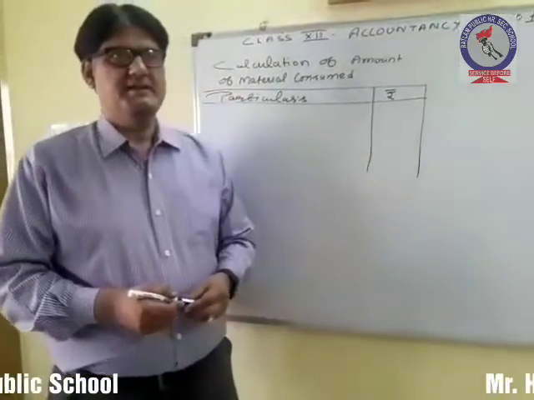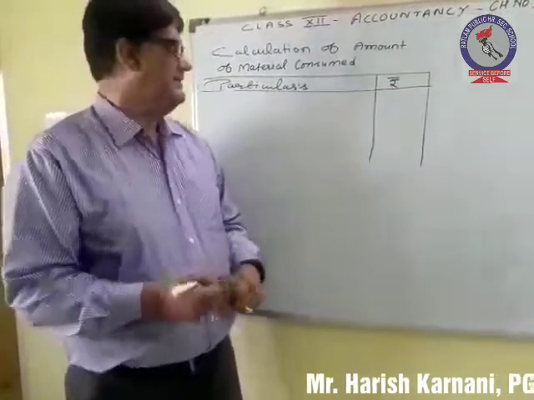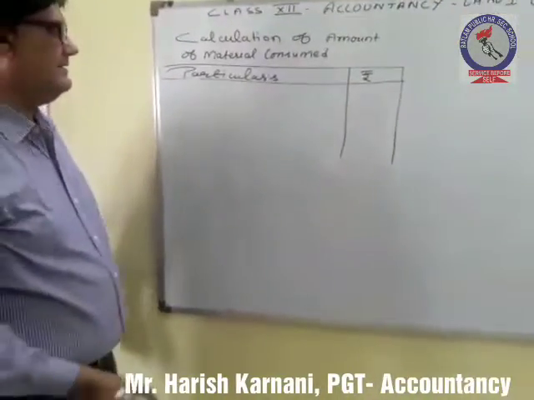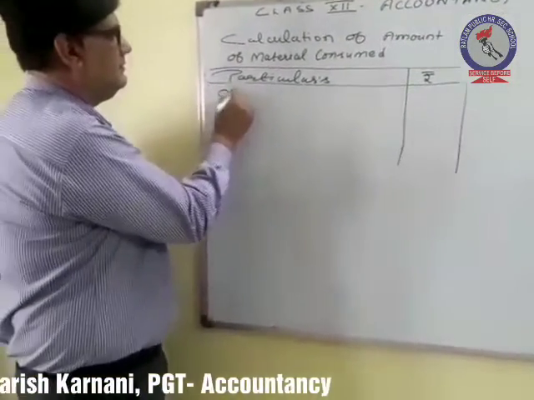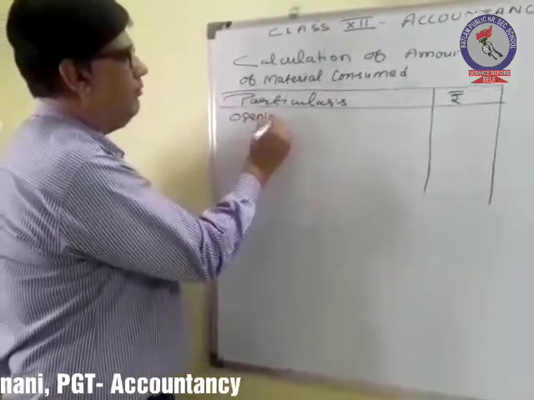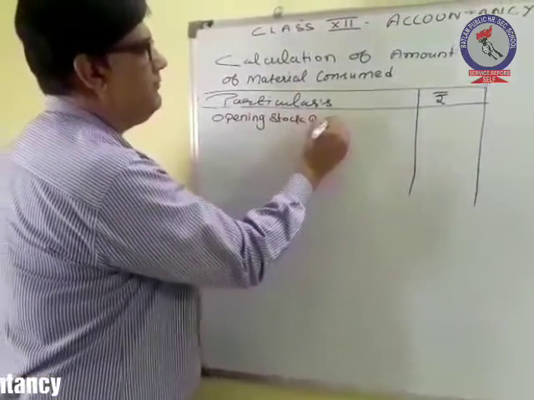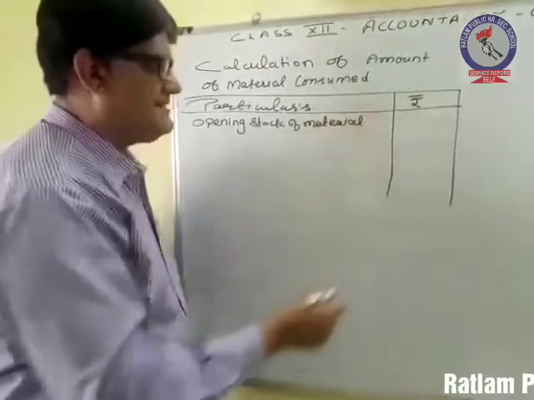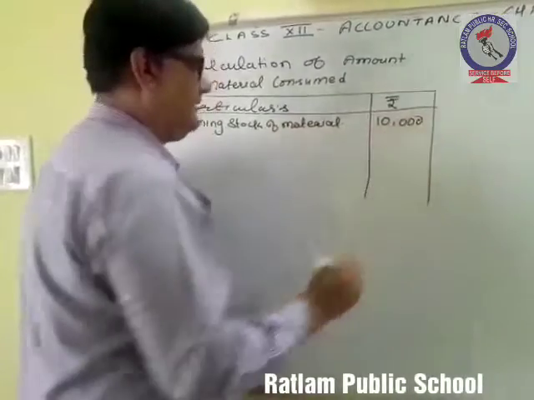So let's see directly with the help of a particular numerical. There is a table which we will be making. In this table, first, opening stock of material, let's say it is given as rupees 10,000.